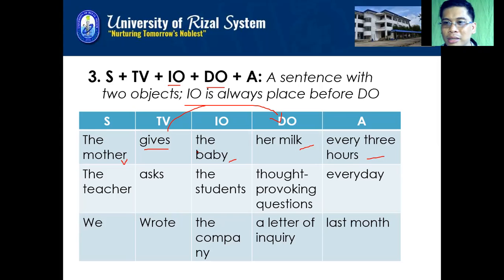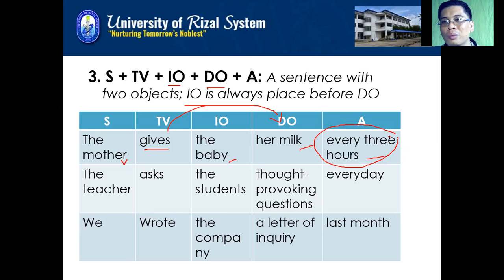Okay? So you can formulate a question in order for you to verify if that said word is indirect object or direct object. Again, direct object answerable by the question what and who. Indirect object is for whom. Now, let's test if this is really an adverbial. So, the mother gives the baby her milk every 3 hours. How often does the mother give her milk to the baby? Every 3 hours. Okay, so it answers the question, how often?